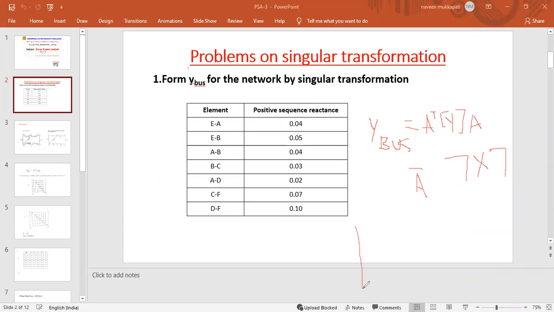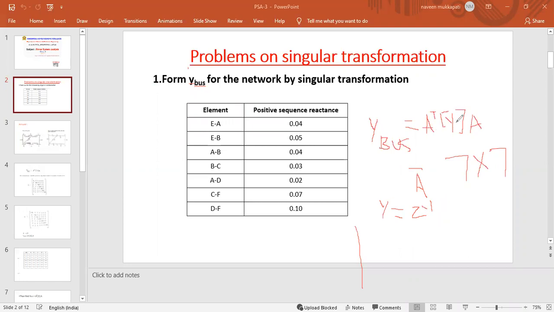By using this Z matrix, we determine the Y bus matrix. What is the formula for obtaining the Y? Y is equal to Z inverse. First we determine the Z matrix, then we obtain the Y matrix. The inverse of Z is the Y.